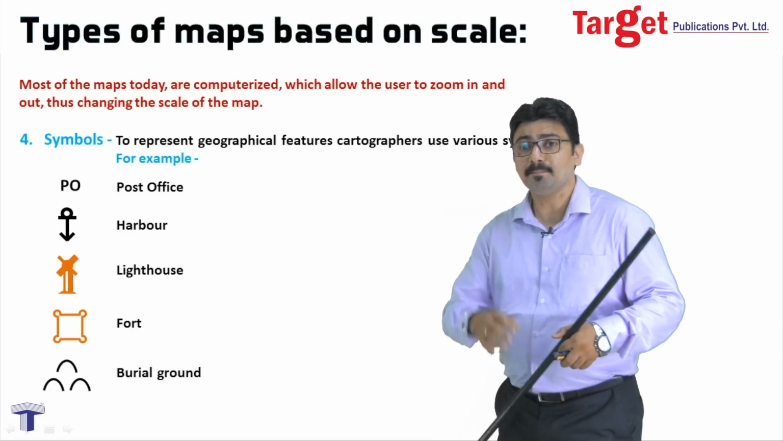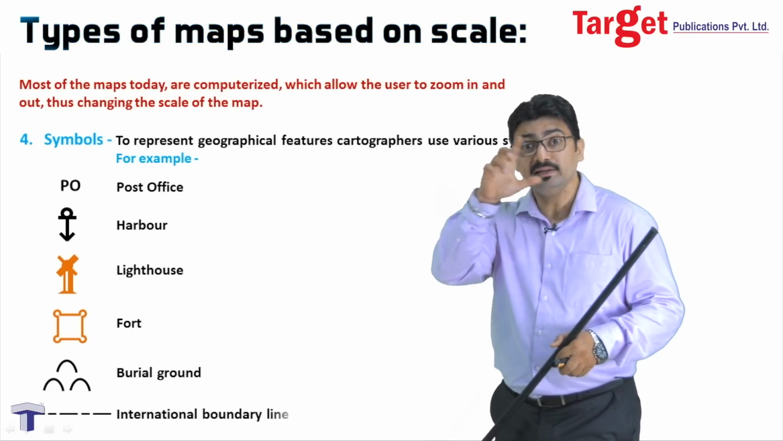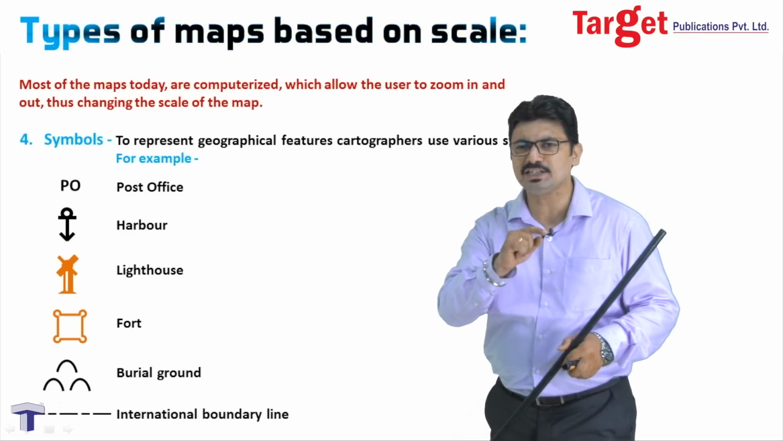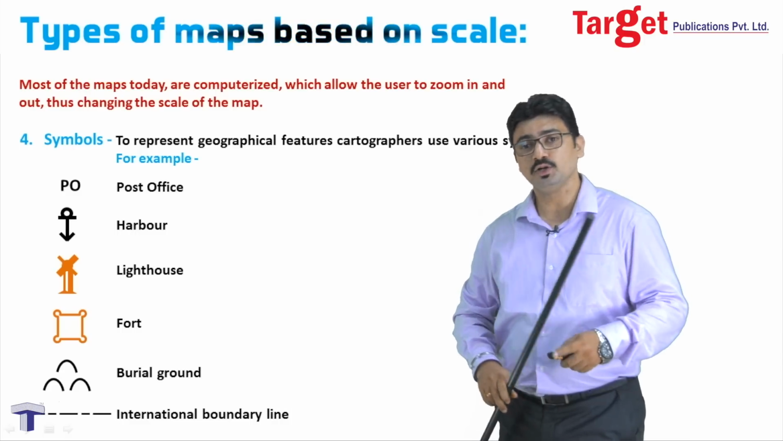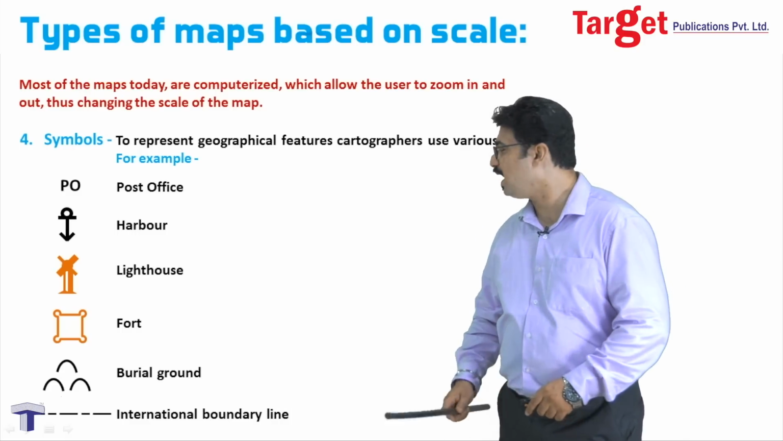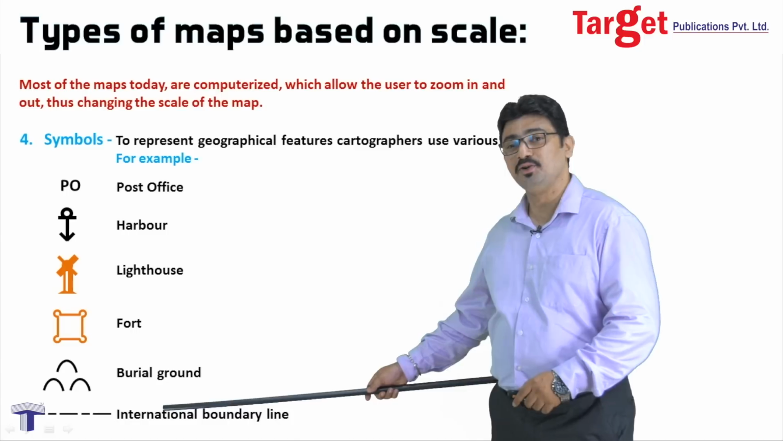Also, there is a particular way in which the international boundary of any nation, of any country is shown. So, how is it shown? It is shown by this type of a dotted line.